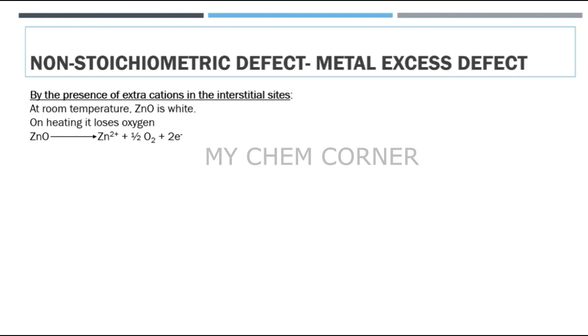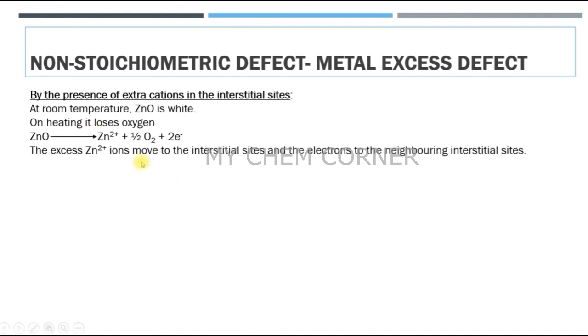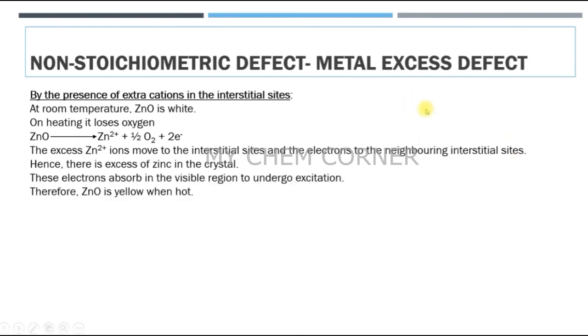Now what will happen? There is excess of Zn2+ in the lattice. Where is the excess Zn2+ going to go? It will move into the interstitial site, because zinc is a cation of smaller size. So it moves into the interstitial sites, and electrons move to the neighboring interstitial sites. Now there is excess of zinc in the crystal, and those electrons which move to the neighboring sites undergo excitation, and therefore zinc will give yellow color when it is hot.